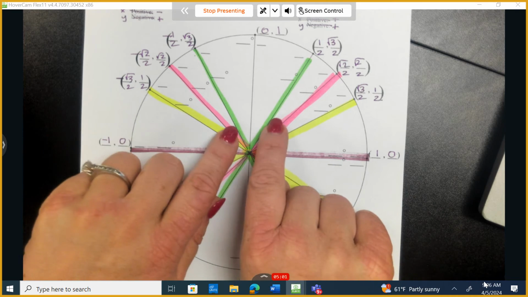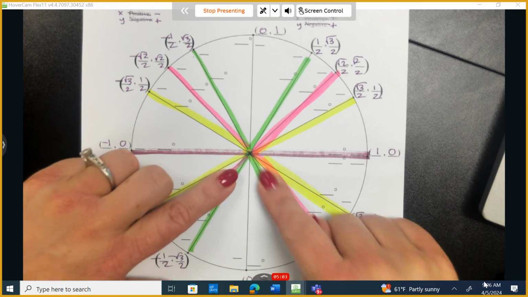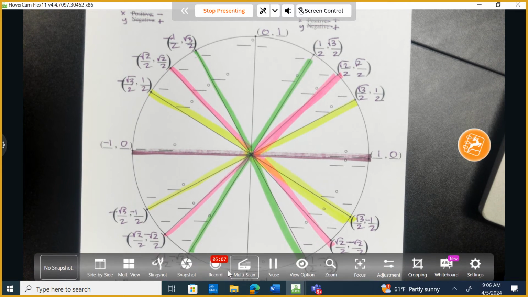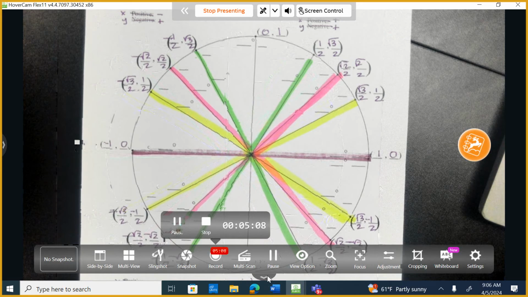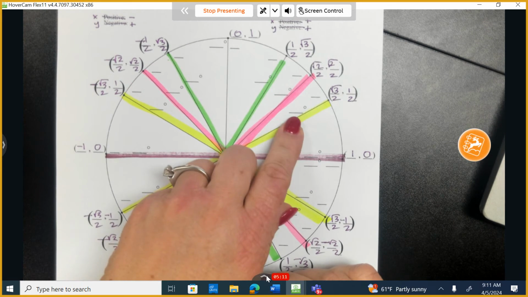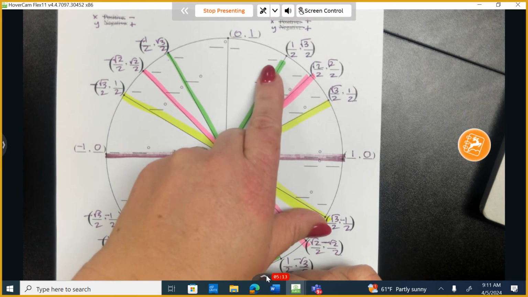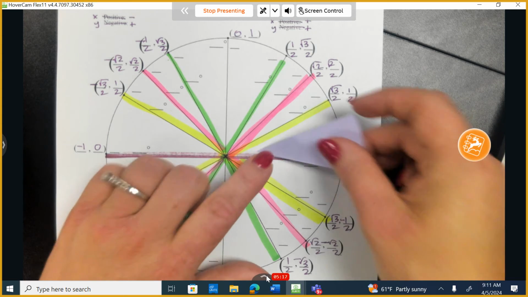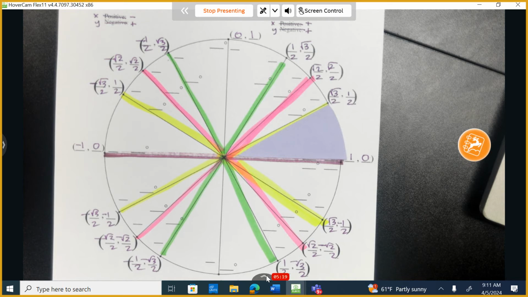I want us to forget right now about the pink. Does everybody see that? We're going to forget about the pink. Let me put this on pause really quick. When we look at this, we are going to label these in two different ways. I'm going to start off right now with the 30-degree measurement. So I want to see how many are there. I made my little triangles here, and they're actually called sectors.